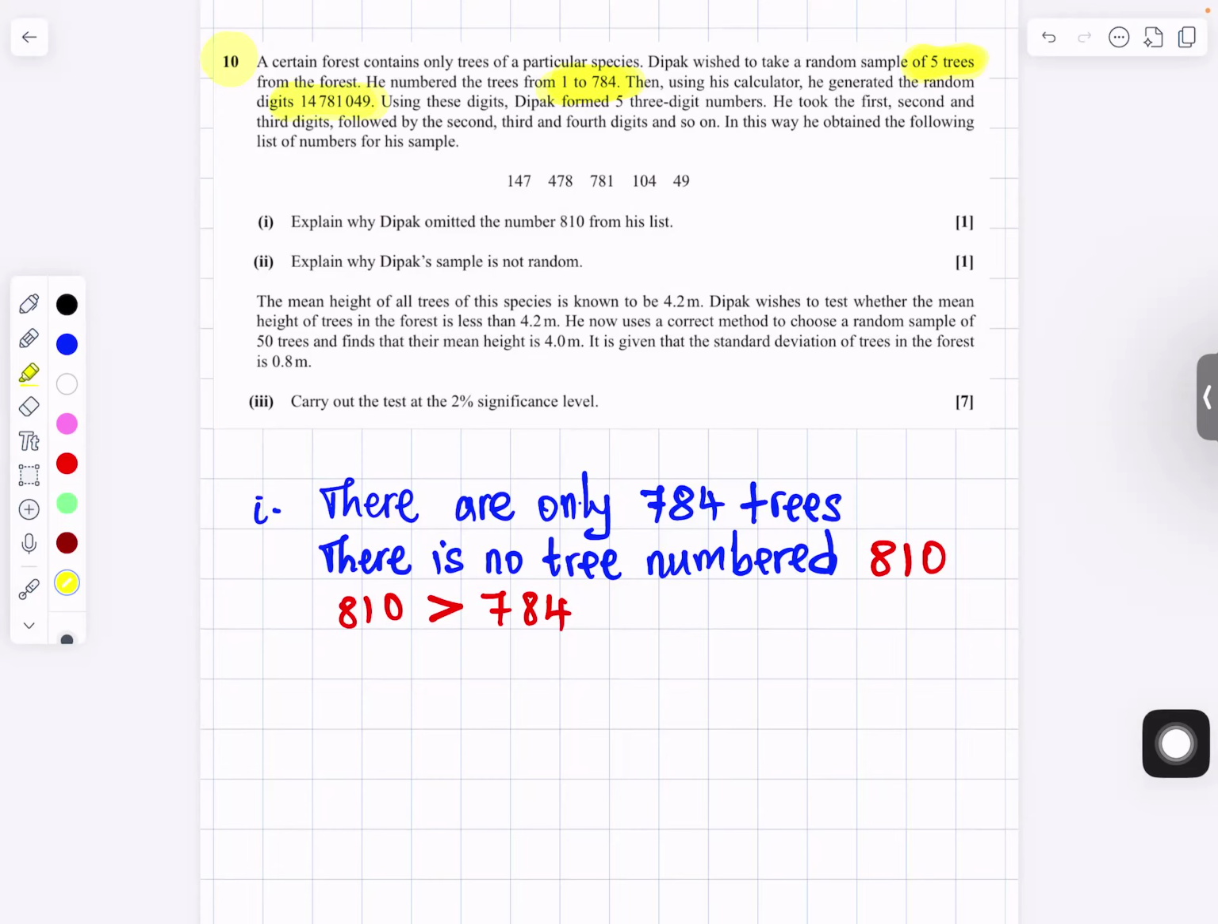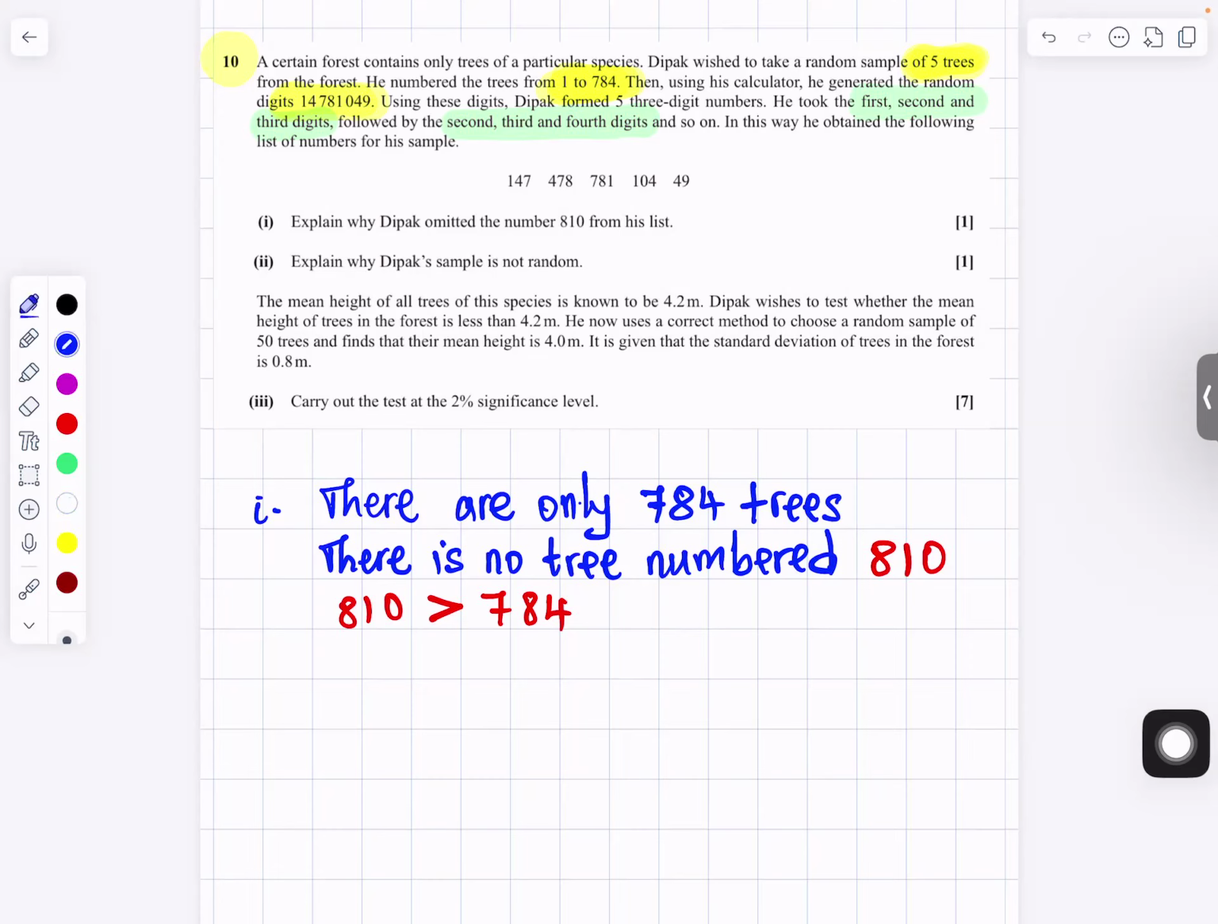Using this digit, Deepak formed 5 3-digit numbers. He took the first, second, and third digits. I'll put that in green. The first, second, and third digits, followed by the second, third, and fourth digits in green as well, and so on. In this way, he obtained the following numbers. So we got the list of numbers he obtained. Explain why Deepak omitted the number 810 from the list.